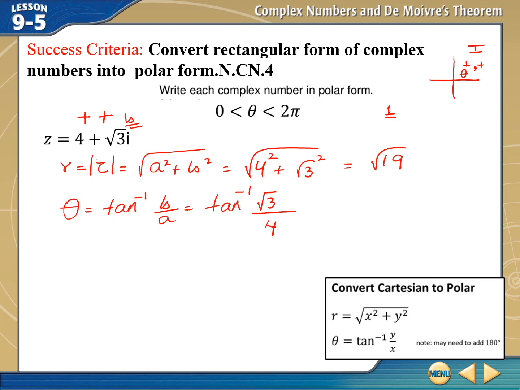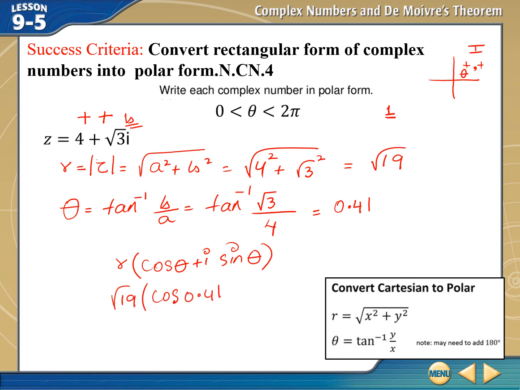So let's see, my answer is 0.408, or 0.41. Now I have my R, I have my theta. I have to change it into rectangular form. So the rectangular form of 4 plus square root 3 i can be written as R cosine theta plus iota sine theta. My R is square root 19, and then cosine theta is 0.41 plus iota sine, and again the theta is 0.41. So that is all, and this is my answer.